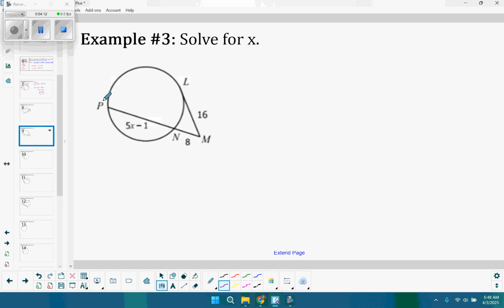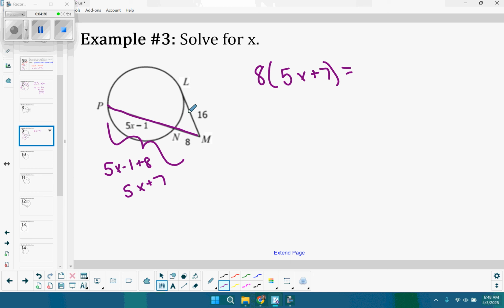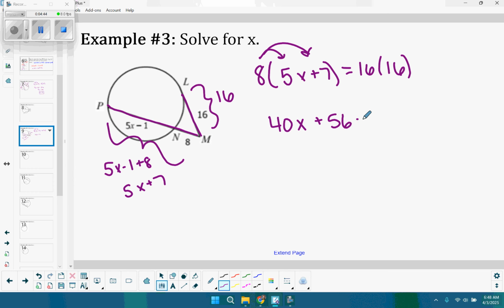Here's another example. For this line, the part that's outside is 8. And if I wanted to combine these, we have 5x minus 1 plus 8, which if I combine my like terms is 5x plus 7. And on the other line, the part that's outside is 16. And the whole thing, there's nothing to add, is just 16. So let's distribute. We'll take away our 56 from both sides. And when we divide by 40, we get x is 5.